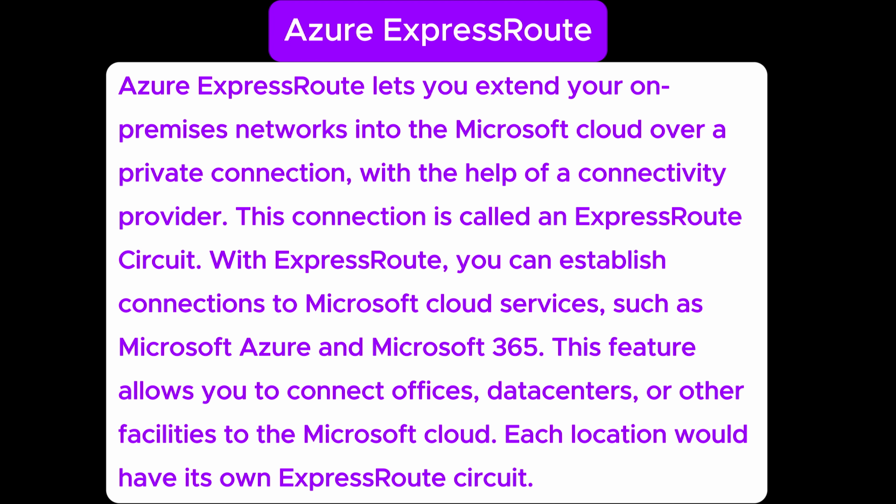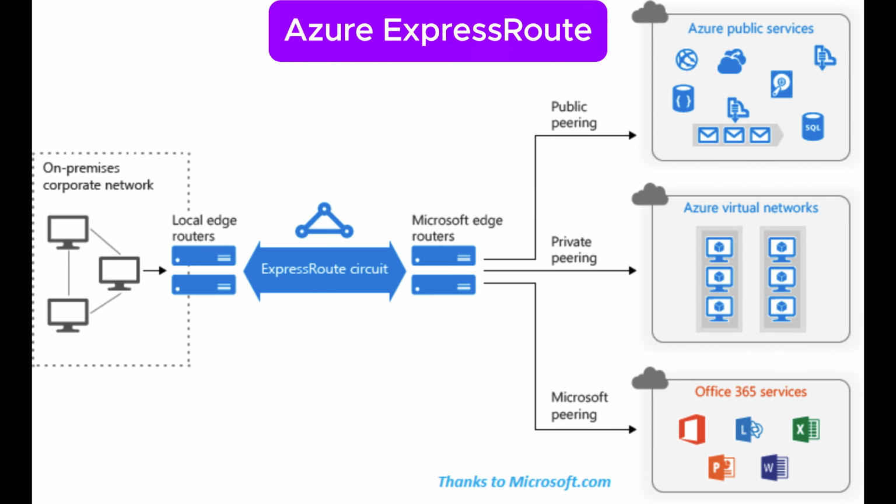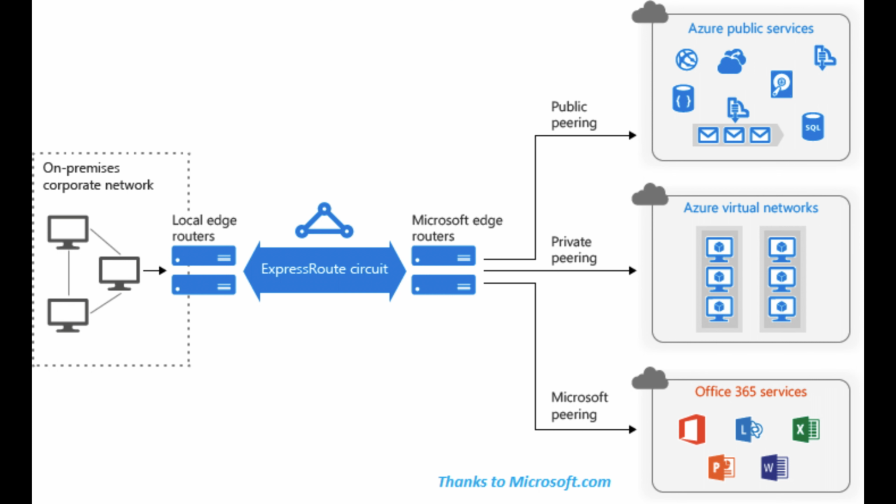Azure ExpressRoute lets you extend your on-premises networks into the Microsoft Cloud over a private connection. You see, it means from on-premises to cloud. If you want to communicate, it will be a fully private connection with the help of a connectivity provider. This connection is called an ExpressRoute circuit. With ExpressRoute, you can establish connections to Microsoft cloud services, such as Microsoft Azure and Microsoft 365. This feature allows you to connect offices, data centers, or other facilities to the Microsoft Cloud.